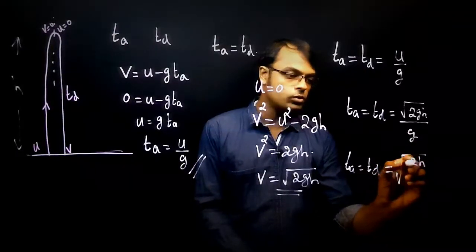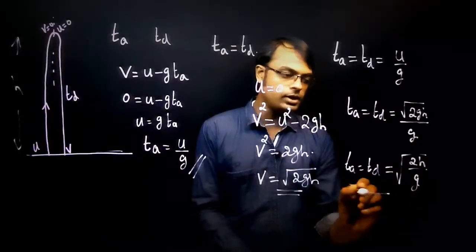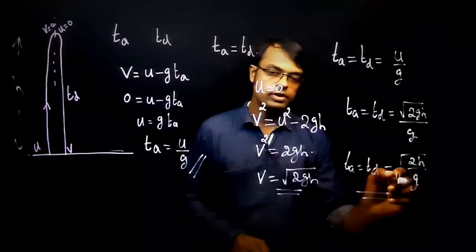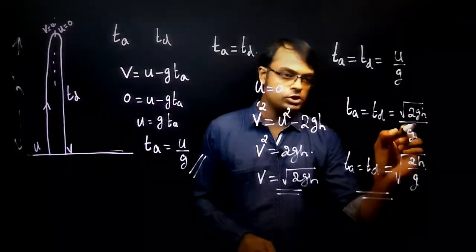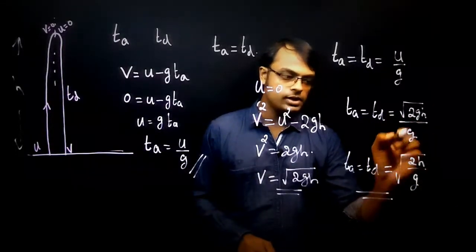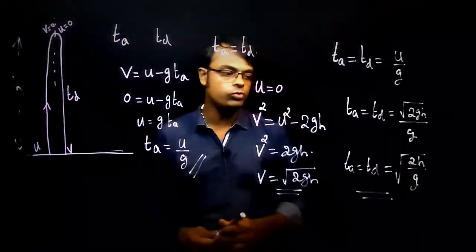So we can write what? G cancels. So we can write here 2h divided by g, just to take this g into the square root. So g becomes g square. So 1 g and 1 g will cancel and the final equation becomes 2h by g.